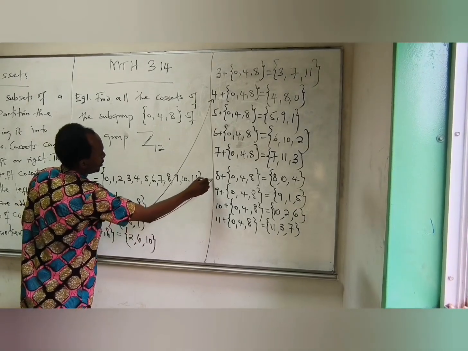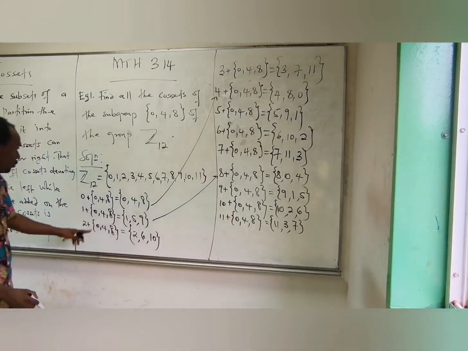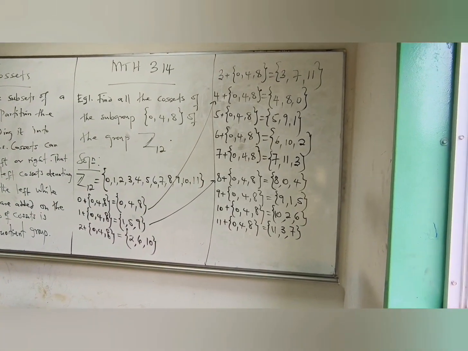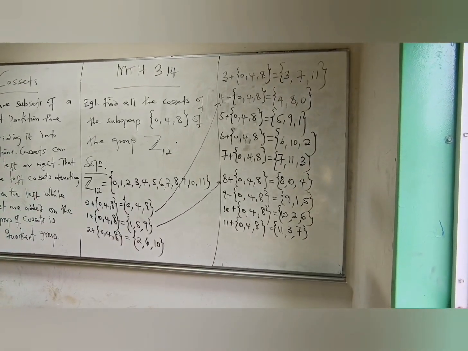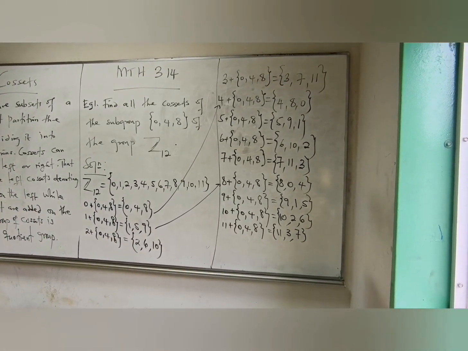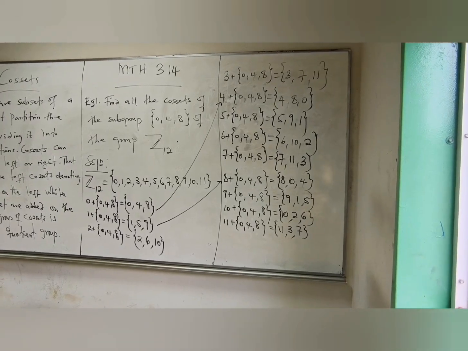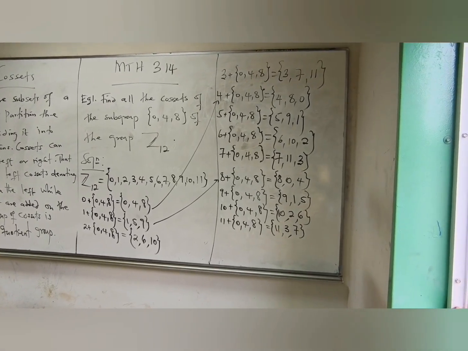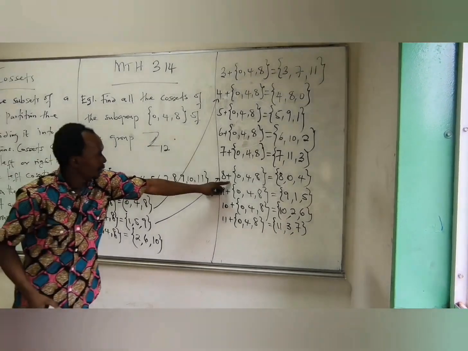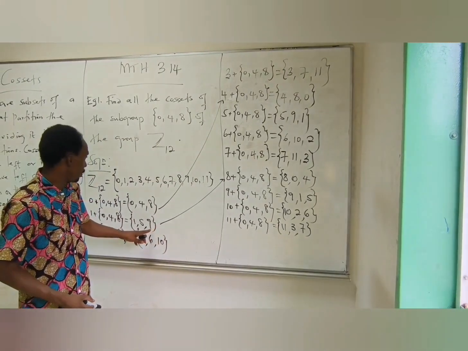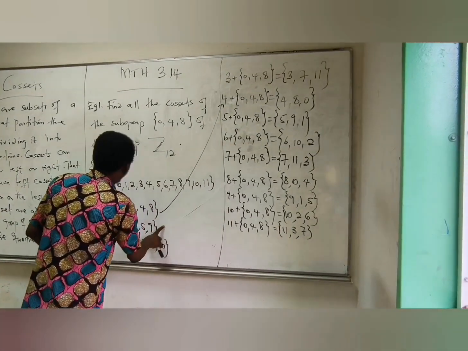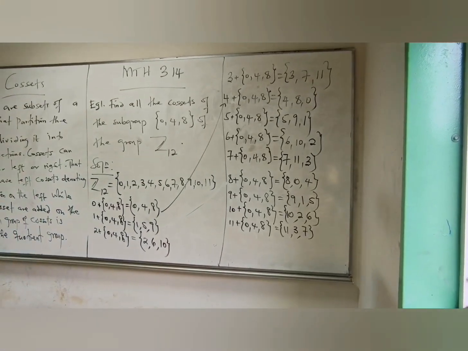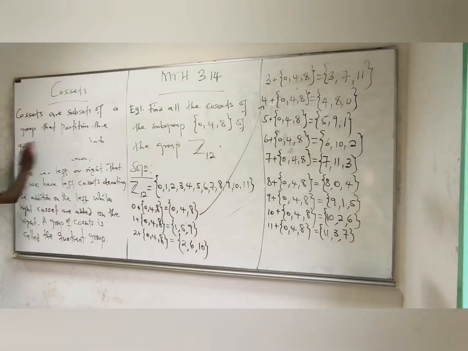Still on the first one. 0, 4, 8. Yes, there's another 0, 4, 8, that is 8, 0, 4. We have done it. So 0, 4, but then this one is not here. 5 plus the subset. Let's write them out first. Let's not mark them. Let's write them out.